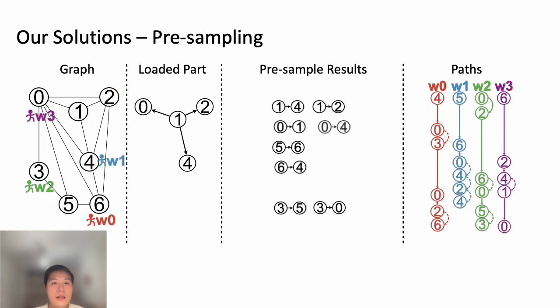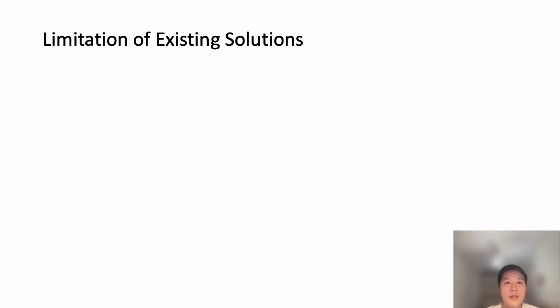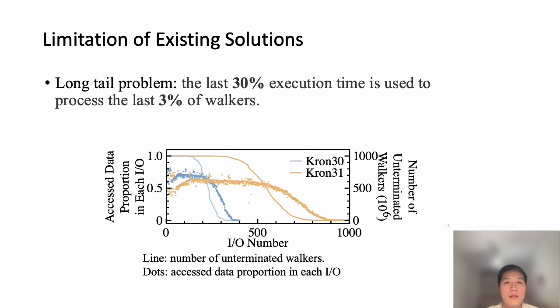An outstanding example is the second step of worker 1. After moving it to V0, we successively move it for 3 steps without the need to load any edge data. There is a long tail problem when GraphWalker moves workers asynchronously. The last 30% of execution time is used to process the last 3% of workers.